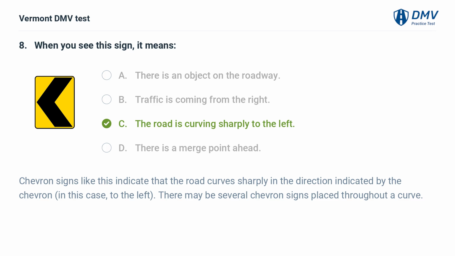Chevron signs like this indicate that the road curves sharply in the direction indicated by the chevron, in this case, to the left. There may be several chevron signs placed throughout a curve.